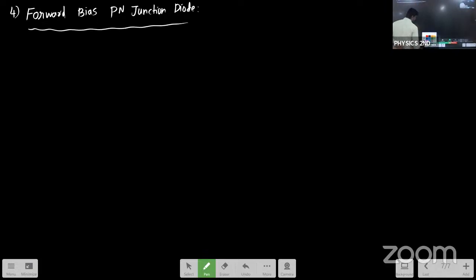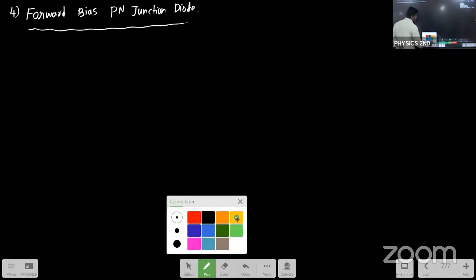Forward bias p-n junction diode. Another important question, many times they have asked in the examination, what is the meaning of forward bias p-n junction diode? Now carefully see here.